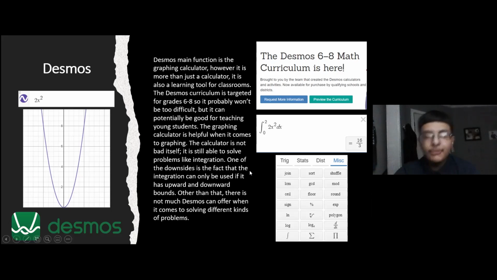And the only problem I have with Desmos is that they don't have that much other stuff. Like, I don't think you can do limits on here. You can't do other stuff that I could do.